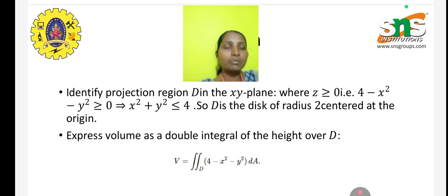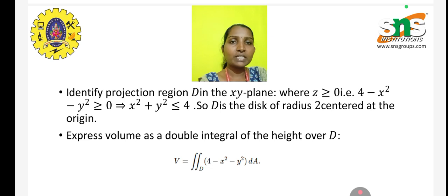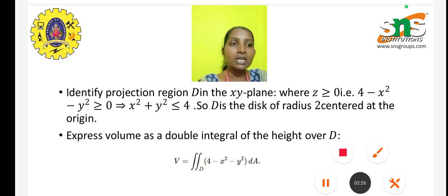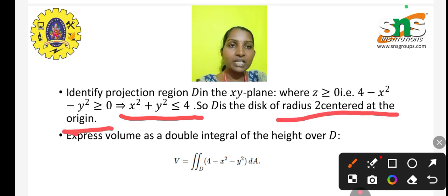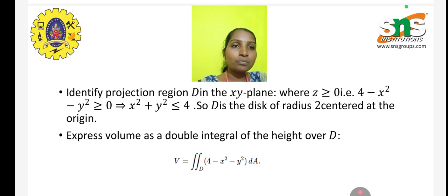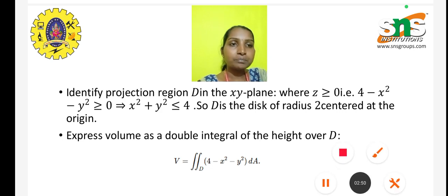We are going to identify the projection D in the xy plane where z is greater than or equal to 0, that is, 4 minus x squared minus y squared is greater than or equal to 0, which means x squared plus y squared is less than or equal to 4. So D is the disk of radius 2 centered at the origin. We can express this volume as the double integral over D of 4 minus x squared minus y squared dA.